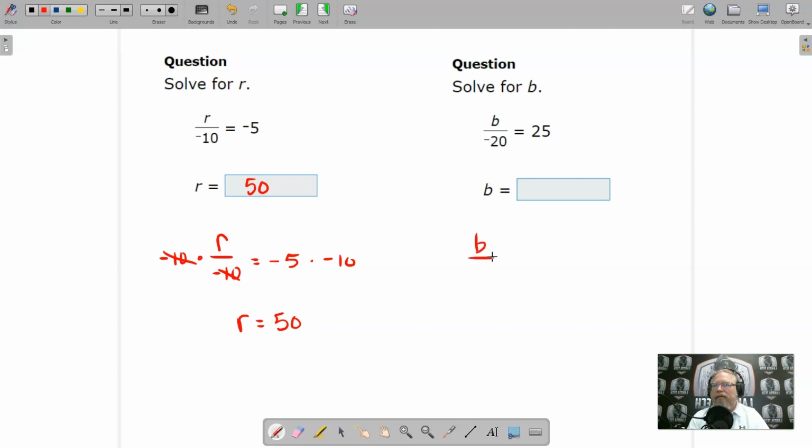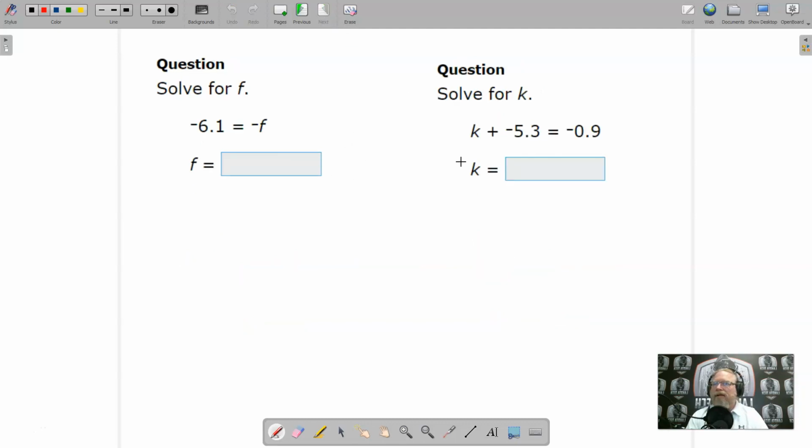Over here we have b over negative 20 equals 25. So the b is being divided by negative 20. The opposite operation of division is multiplication. We're going to multiply by the very number we wish to get rid of, which is negative 20. And what we do to one side, we're going to do to the other. The negative 20s will cancel each other, leaving us with b. And 25 times negative 20 is going to give us a value of negative 500. So negative 500.